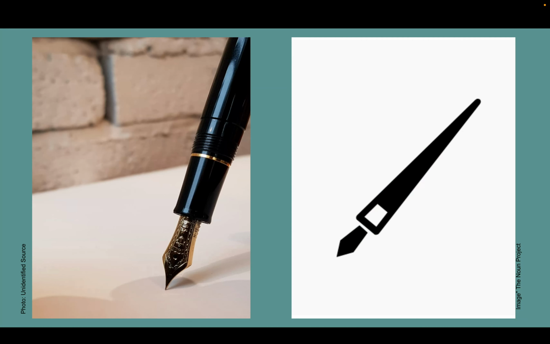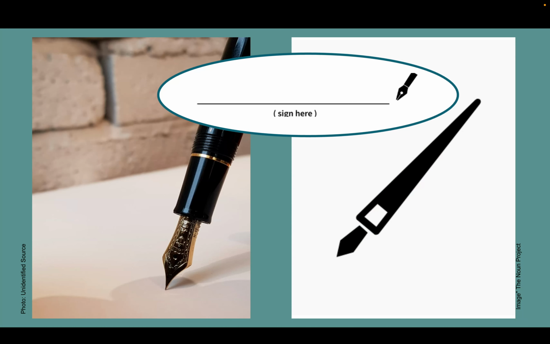And in many cases, we see the symbol on the right used to indicate where we want someone to sign their signature. If you've never used the actual pen on the left, you probably don't have a conceptual understanding of what that image to the right of the sign here line is telling you to do. And if your literacy skills don't enable you to read the words sign here, you might still be having trouble understanding that what's being asked of you is to write your signature.